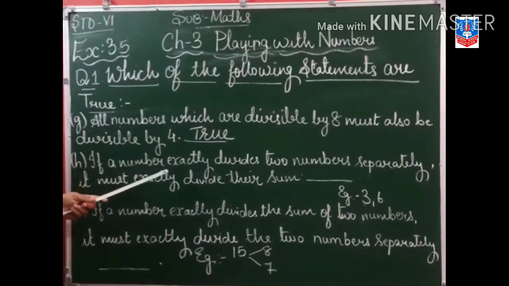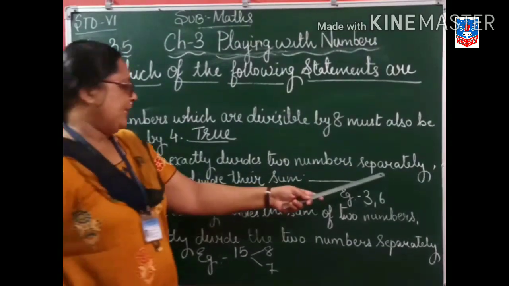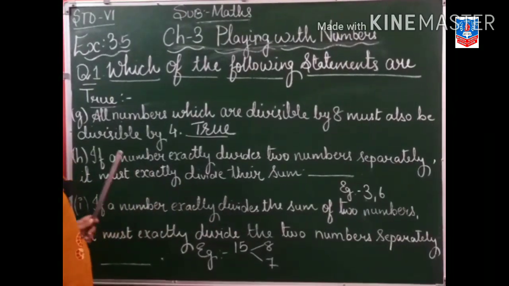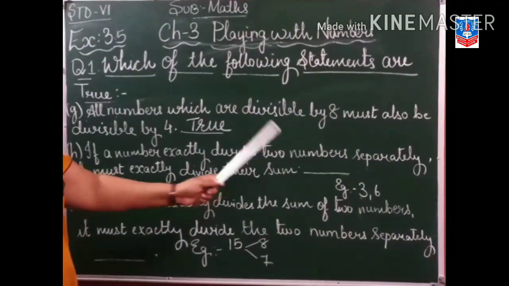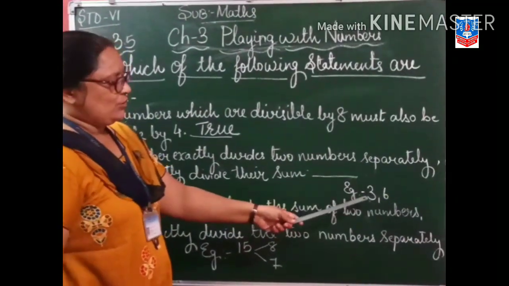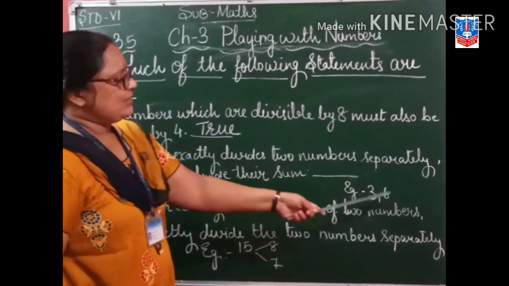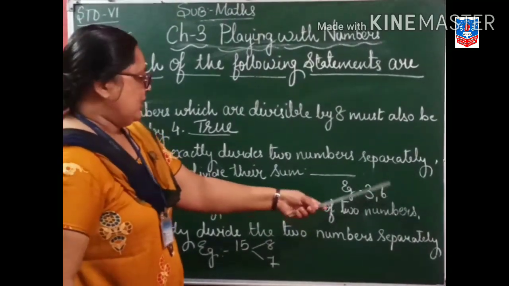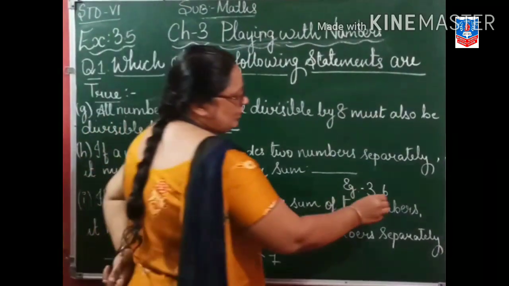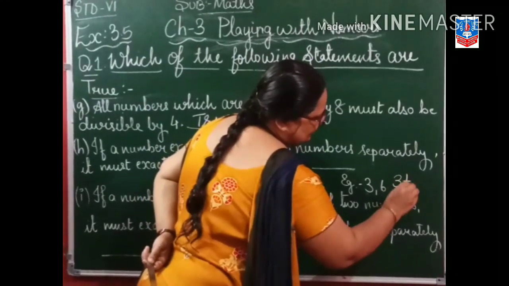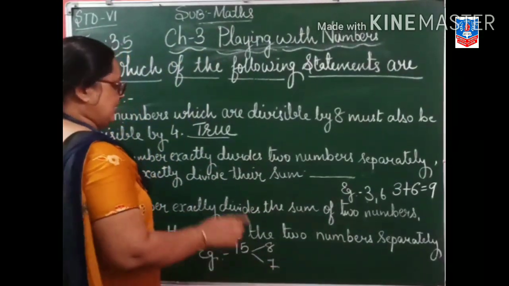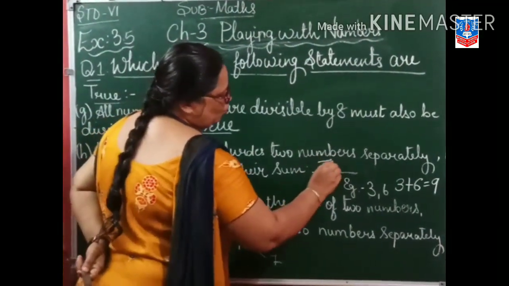If a number exactly divides two numbers separately, it must exactly divide their sum. Now see, if a number exactly divides two numbers, let me take the number as 3. Now two numbers are given here. So 3 is divisible by 3. 6 is also divisible by 3. Now in our question, it must exactly divide their sum. Now the sum of 3 plus 6 is 9. So 9 is also divisible by 3. That means this statement is true.